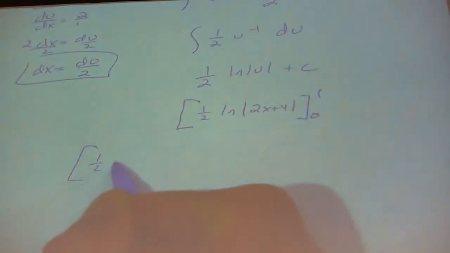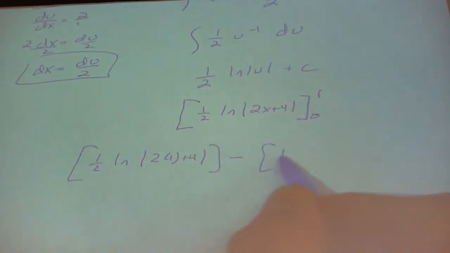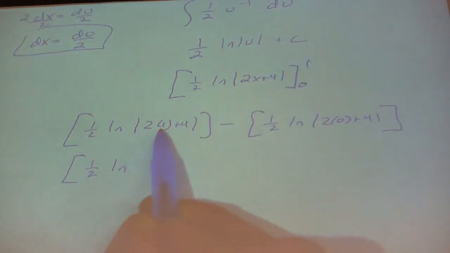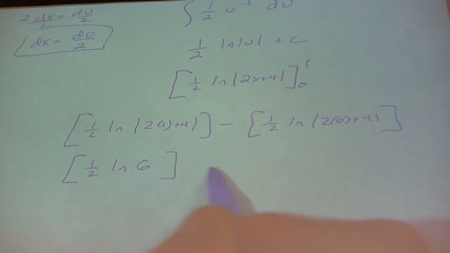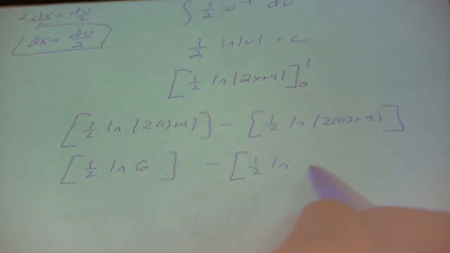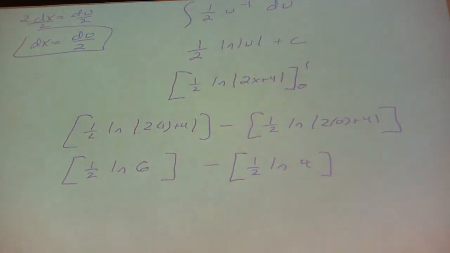If you plug in the 1, minus, plug in the 0. Now, you don't have to do everything in the calculator. Some of you guys are really calculator dependent. I would figure this out first. 2 times 1 is 2. 2 plus 4 is 6. The absolute value of 6 is 6. That's a little bit easier to plug in, isn't it? Don't try to type in absolute value and all that stuff. Just try to do it in your head. 2 times 0 is 0, plus 4 is 4. I would put these in the calculator. That's a lot easier. But you can do what you like.